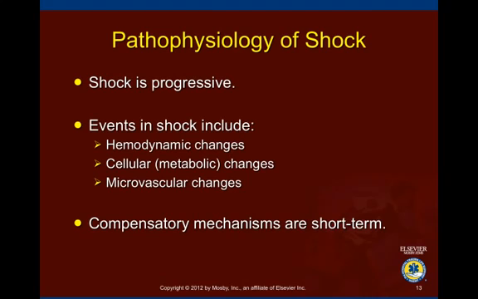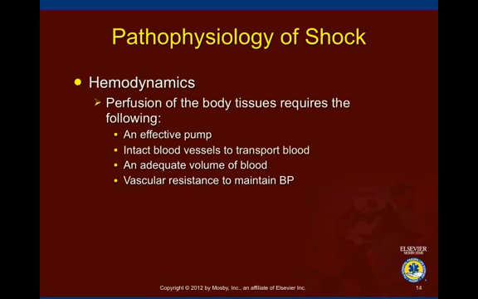So shock is a progressive, spiraling condition where a number of things start to work in a cascade of negative events, and we end up with cellular problems, metabolic problems at the cellular level, and then microvascular problems. So small clots develop, and leakage at the capillary level becomes a problem. We can compensate pretty well, but those are only short-term compensation mechanisms.